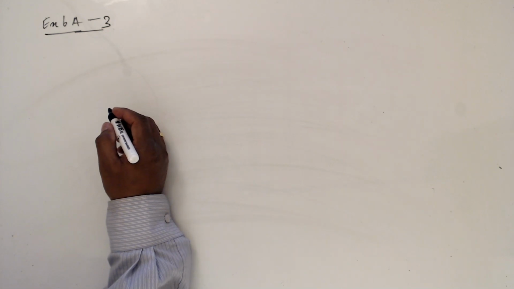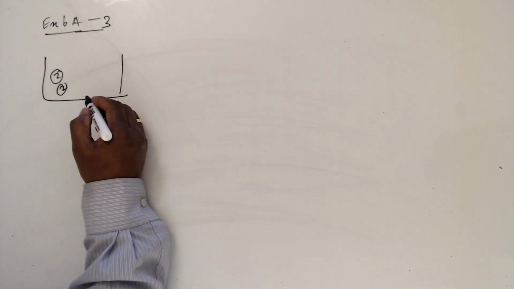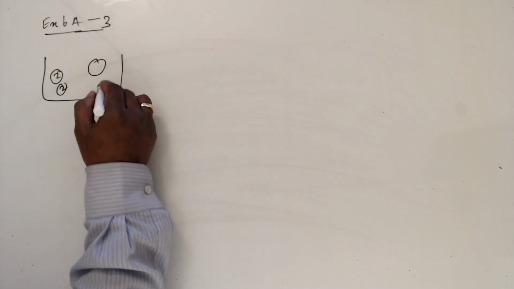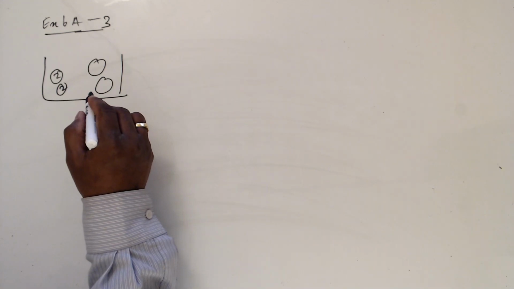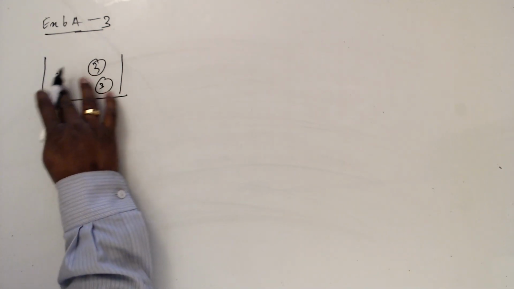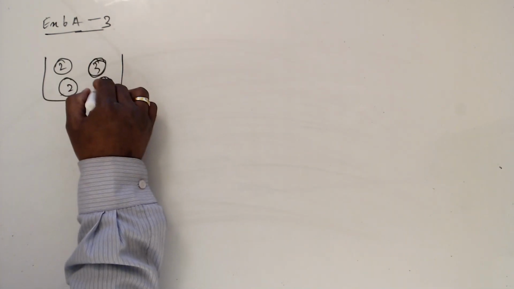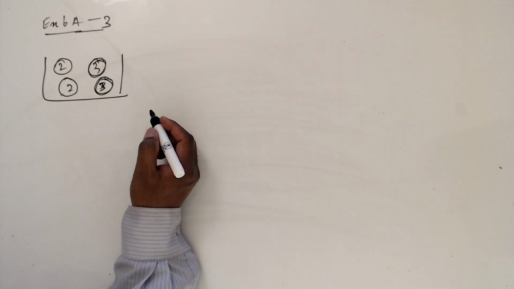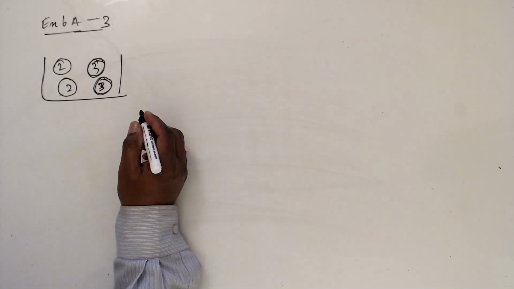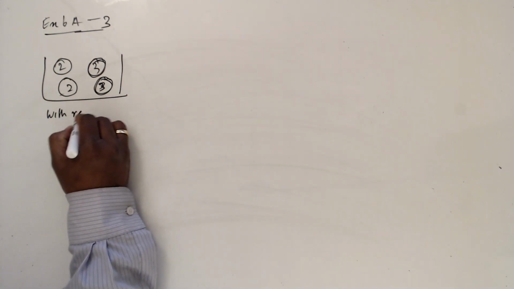Question number 3. A bag contains 2 discs numbered 2 and 2 discs numbered 3. These all have to be the same size, equally likely. Now the question: write down all the possible outcomes of this experiment. They will take one and then replace it, so this is with replacement.